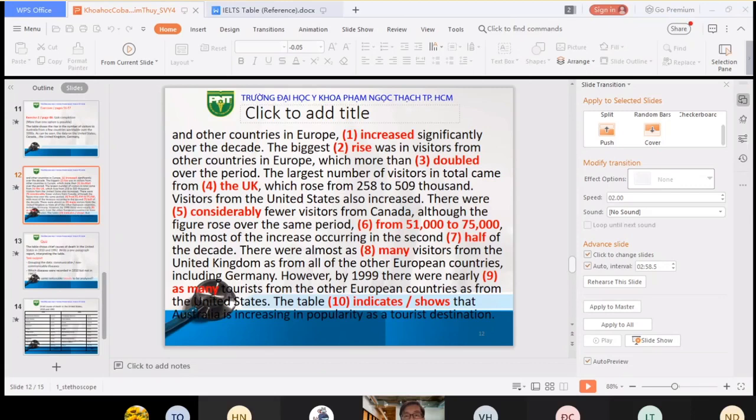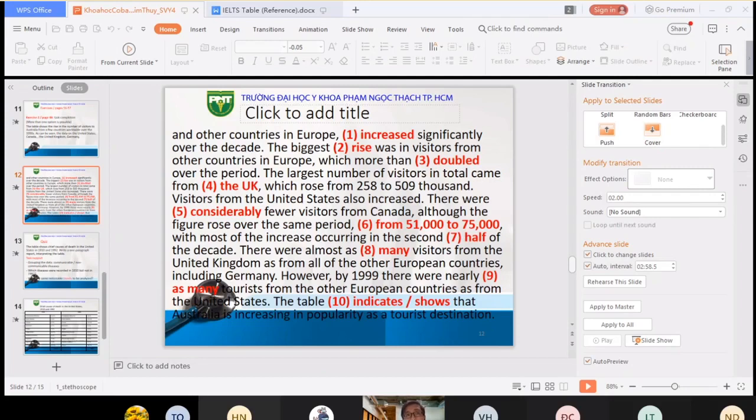Number three, double here, more than double. Number four, the UK, right? United Kingdom. Number five, considerably, right? Or you can even use dramatically, noticeably, right? Significantly, right? So when you learn, you take note of all of the words which share the same meaning, and you learn them by heart.